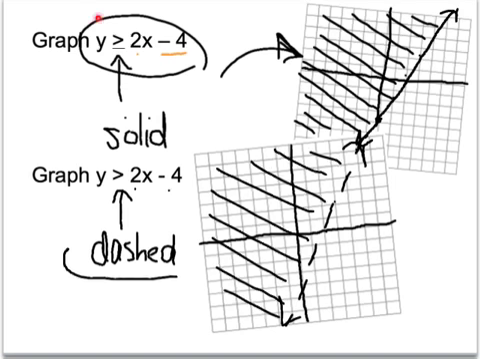When you have greater than or equal to, you do a solid line because the solution includes the points on the line. When you have just greater than, it's a dashed line because the solution does not include the points on the line. It's just like when you would do a number line and you would put an open dot versus a closed dot. This would be greater than or less than, greater than or equal to, less than or equal to. The closed dot's just like the solid line. The open dot's just like the dashed line.